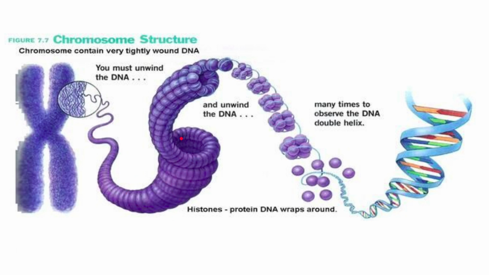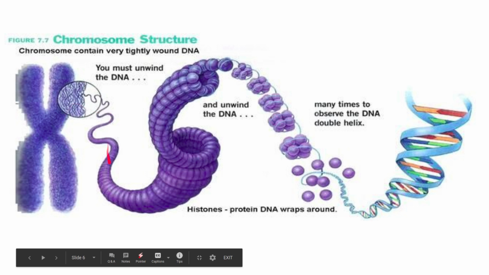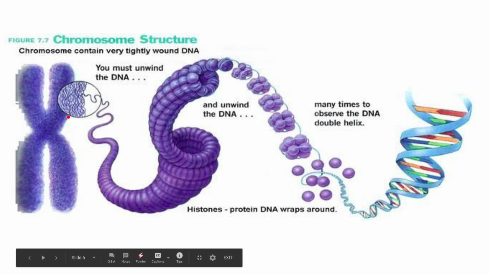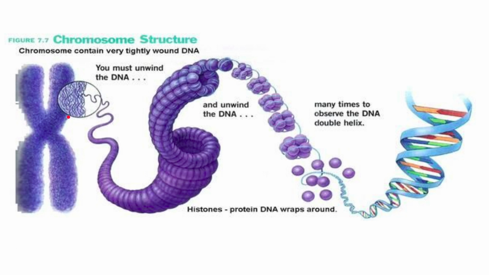And the diameter of this is approximately 30 nanometers, and this is usually also known as the 30 nanometer fiber. Finally this 30 nanometer fiber coils up to form something known as a chromosome, and the chromosome is the one that is actually found inside a nucleus.